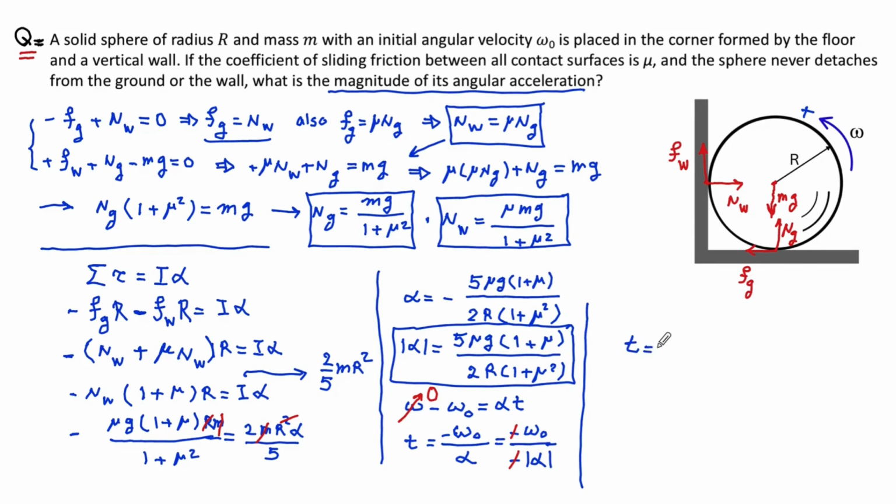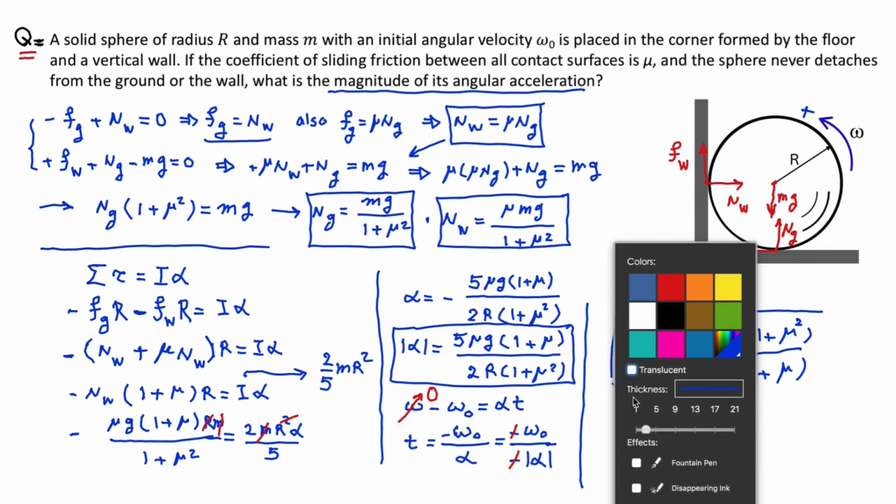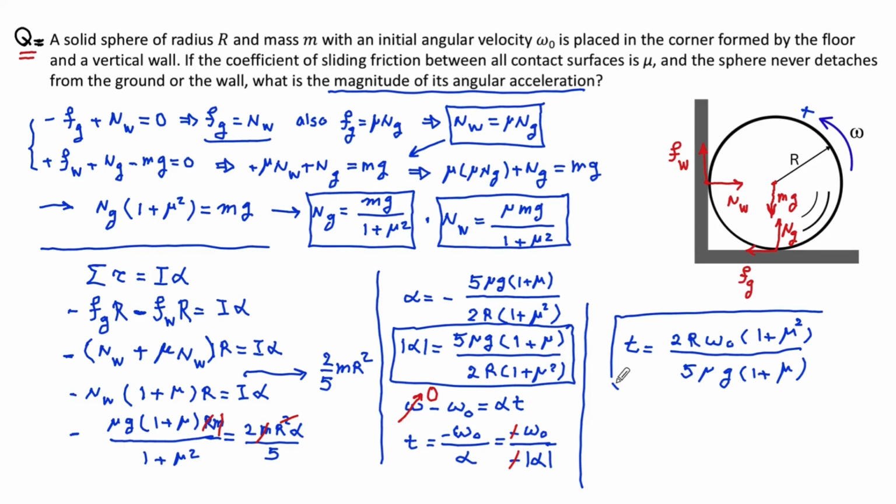And if we cancel out these negative signs, then time becomes 2r omega naught times 1 plus mu squared over 5 mu g times 1 plus mu. This is the time that is required until the sphere comes to rest.